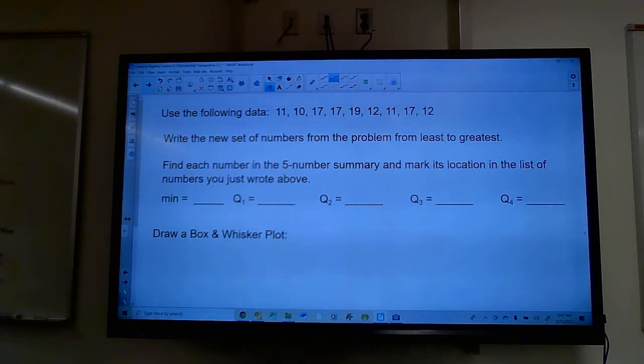All right, use the following data. Write the new set of numbers from least to greatest. Find each number in the five number summary and mark its location on the list of numbers you just wrote above. Draw a box and whisker plot. So I'm going to let you pause the video here and do this on your own, and then come back when you're done and compare it to what I got. So go ahead and pause the video.